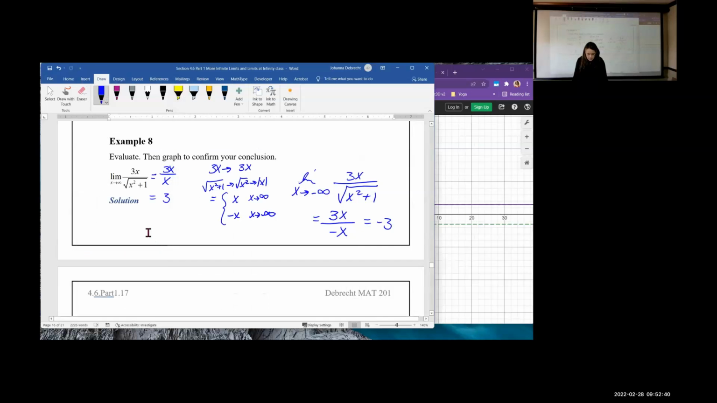Like an asymptote. Are there any questions over how I know that it becomes x or -x? Are there any questions about this part here in the middle? The square root of x squared plus 1 approaches the square root of x squared, which is the absolute value of x. And that means it approaches x as x goes to infinity, and -x as x goes to negative infinity. All right.